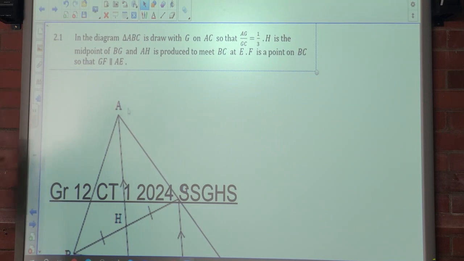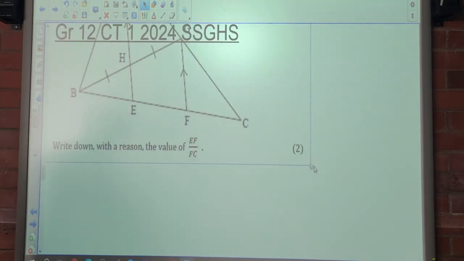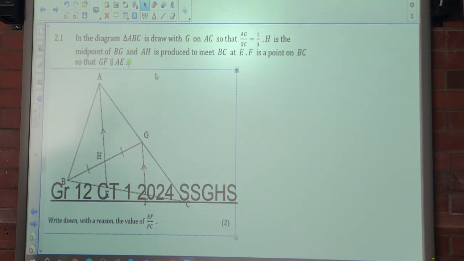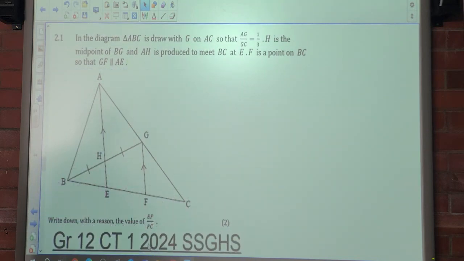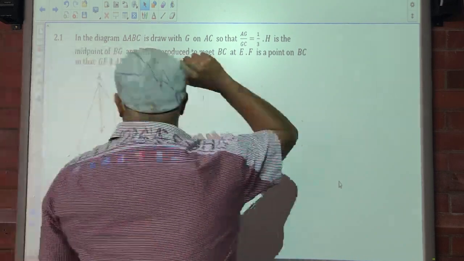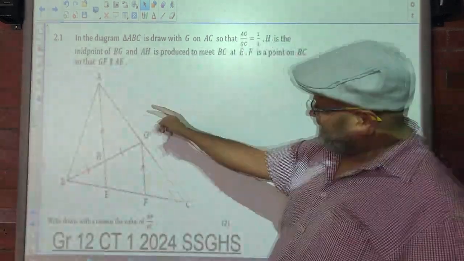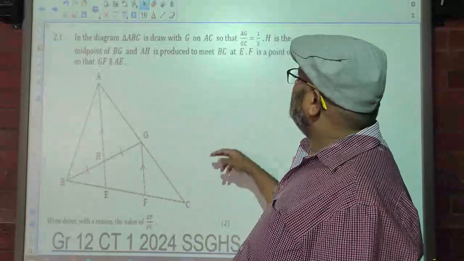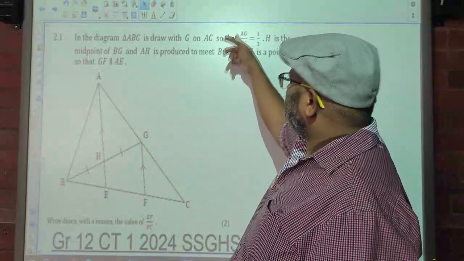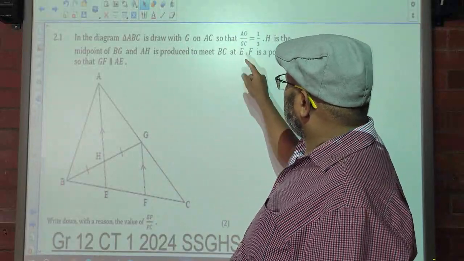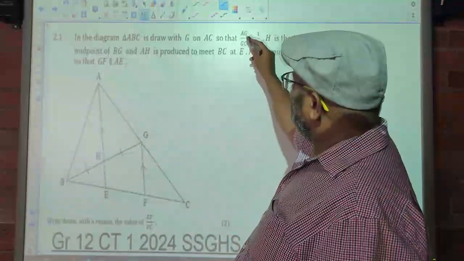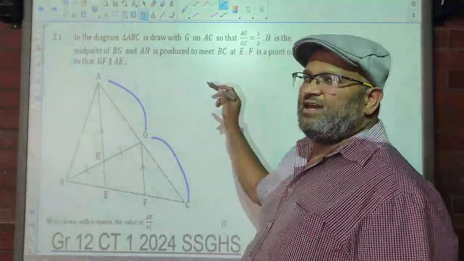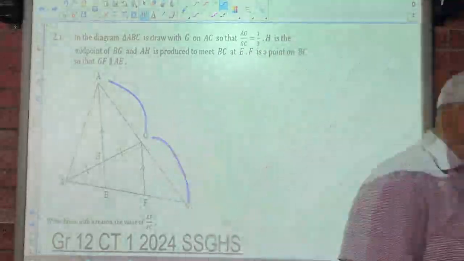So here we are told that in the diagram, I'm just going to make this a bit smaller so we can keep both in focus. Okay. So in the diagram, triangle ABC is drawn with G on AC, such that AG over GC is 1:3. I can't put a 1 and a 3 here.